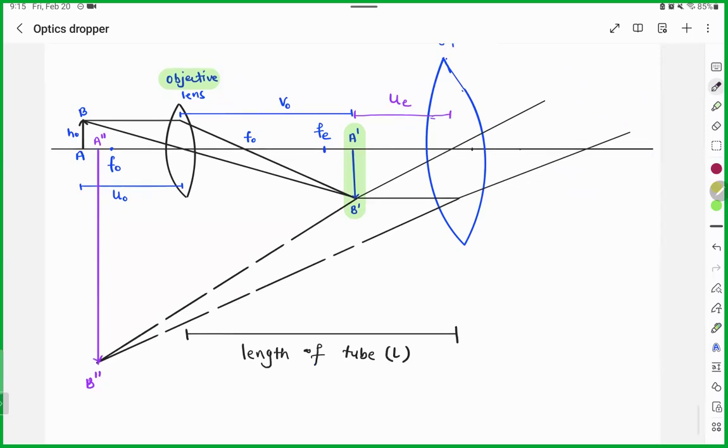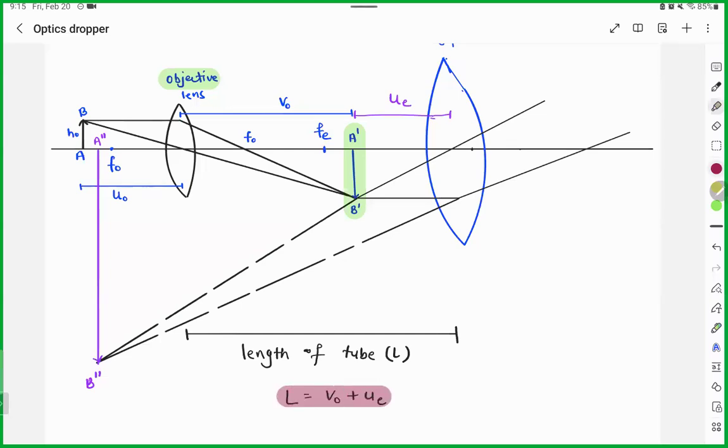What will be the length of the tube, Anvita? Not sure, sir. Jordan? It will be U plus VO. Simple addition of these two: where the image is formed by the first lens and where the object is placed for the second lens. If you add both of them, you will get the total length.